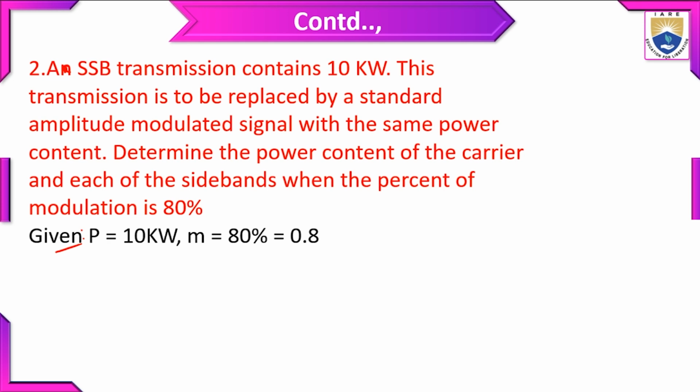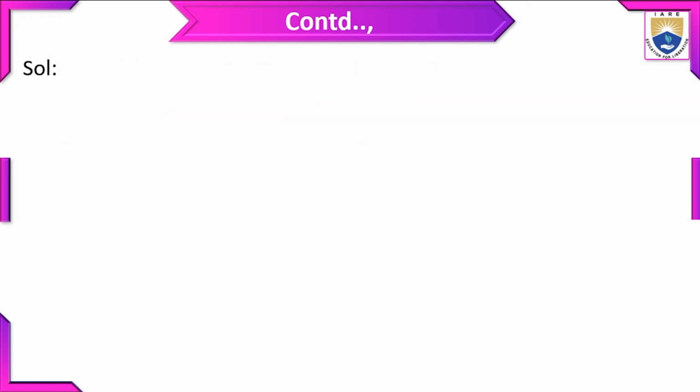So here the transmitted power is PT for SSB. You can take it as PT, or it is equal to PSSB is equal to 10 kilowatt. This one they given. So let us start the problem. So total power is equal to carrier power plus LSB power plus USB power. One is carrier power, one is the lower sideband power, upper sideband power.